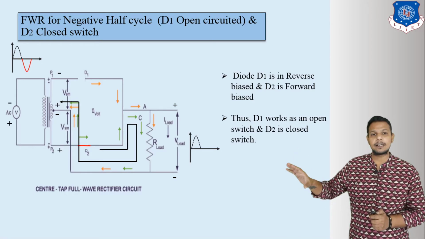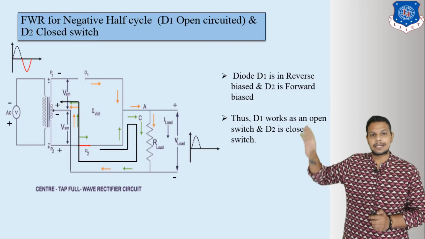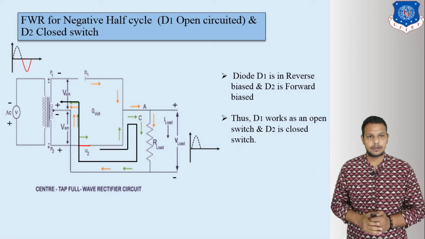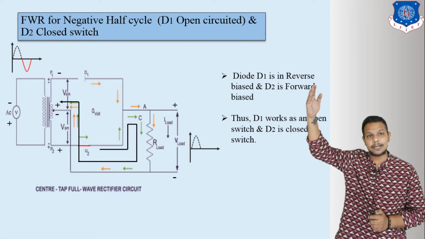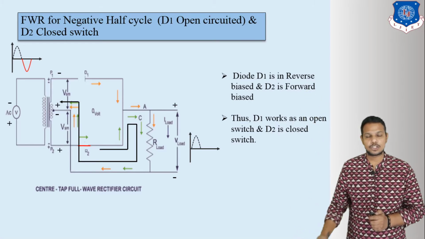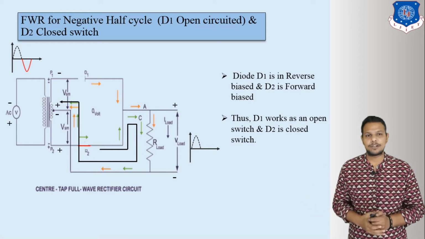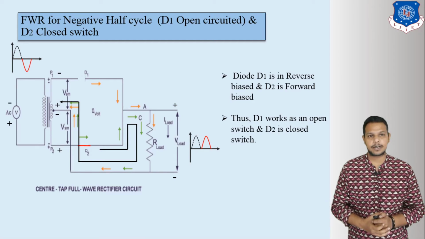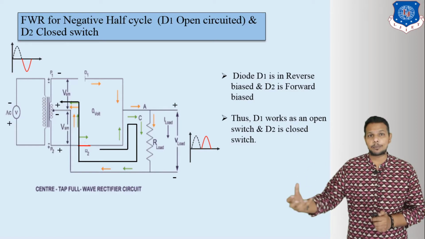Because here we can see we get output across the load resistance, so its polarity is the same as the previous one. In the positive half cycle, current always flows from the upper end to the lower end, that means positive to negative. That's the reason the polarity is the same as the previous one, and we get a positive half cycle at the output side. So this is the negative half cycle operation.